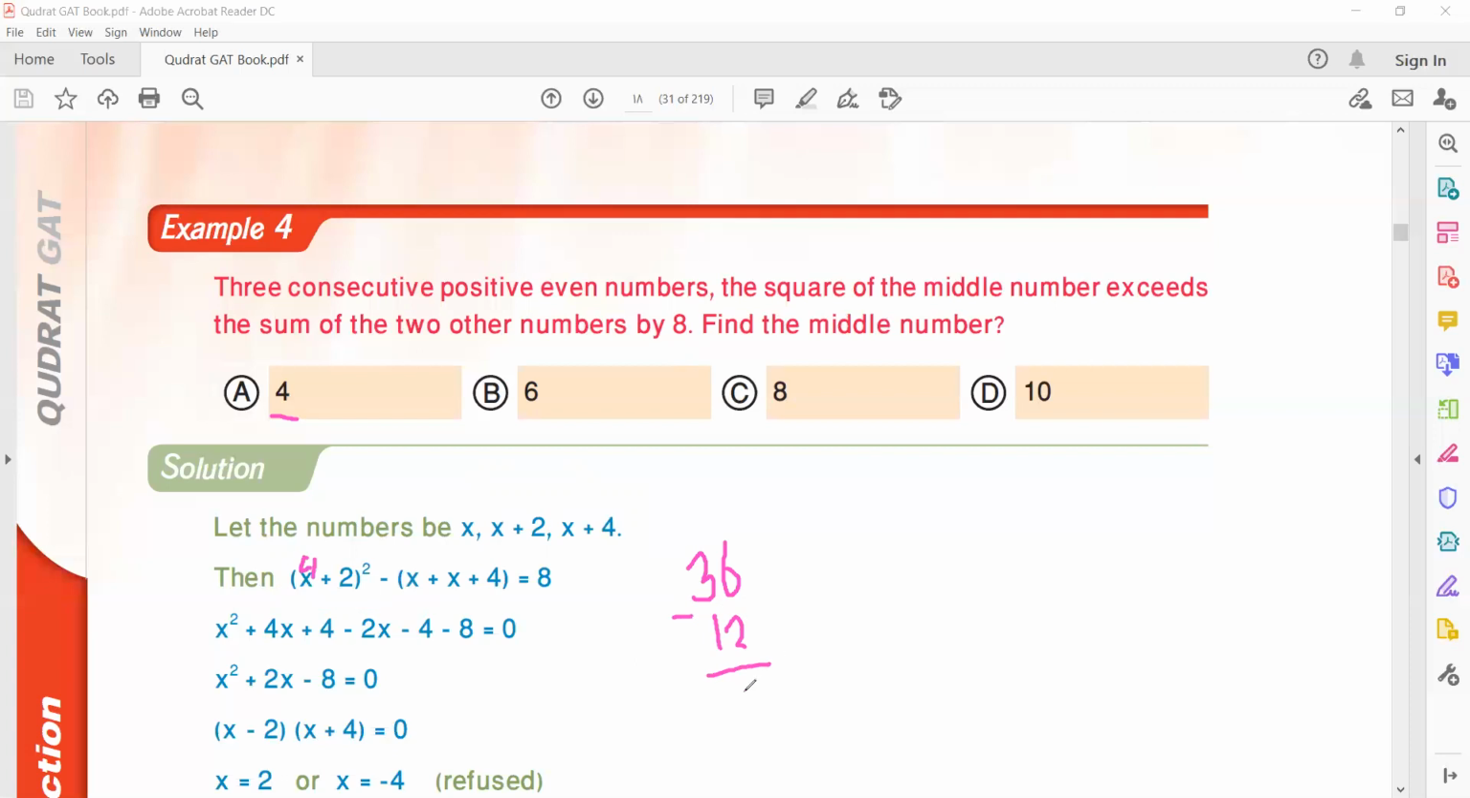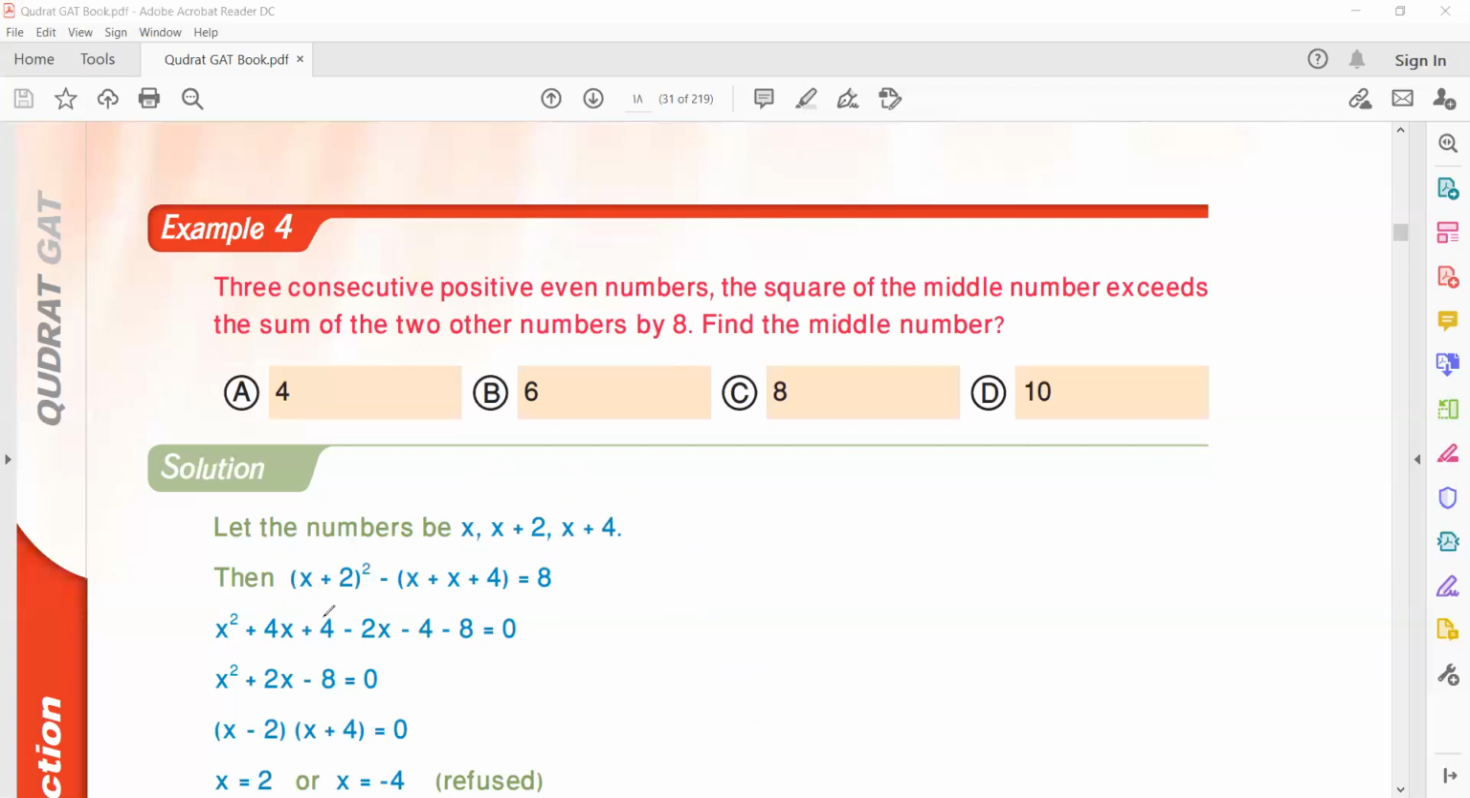When you substitute, is it right? 36, because 4 plus 2 squared is 36, minus 12. How much will it be? It is not okay, right? Because you have 24 here. You can't do it. Okay, now he wanted what? He wanted the middle number here. Okay, now you only have one way. So you solve the problem.